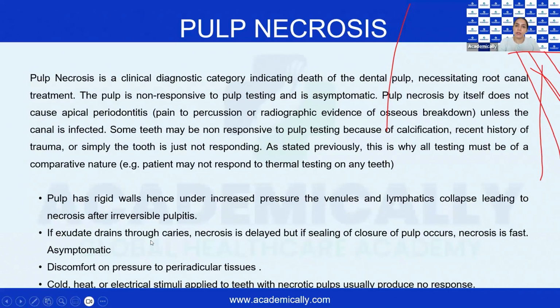If exudate drains through caries, necrosis is delayed, but if sealing or closure of the pulp occurs, necrosis is fast. So there are two ways the mechanism continues. One is that slowly the decay is progressing, the dentine is being evacuated from the top. So here necrosis is a bit delayed. But if the top is healthy, or there is just one point of entry, say mesio-occlusal caries, and from there it is reaching the whole of the pulp, and above is a closed container.